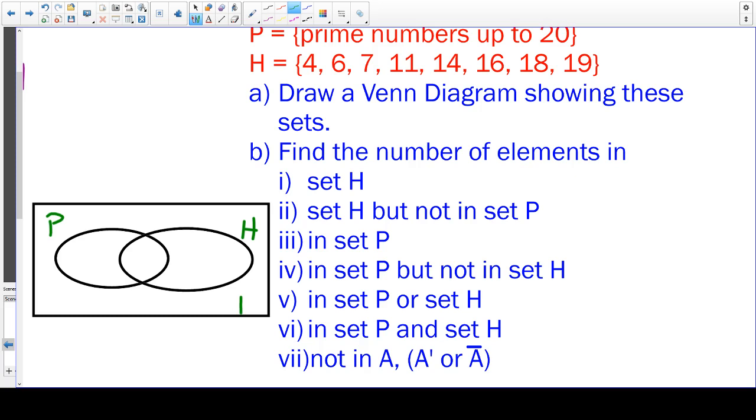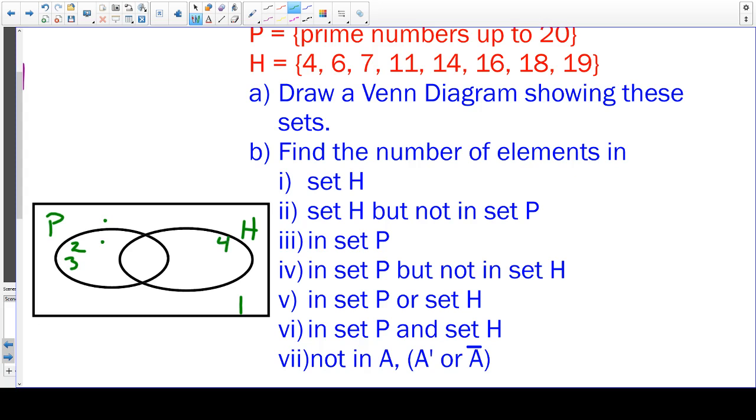How about the number 2? The number 2 is prime, and it's not an H, so it'd be in here. Let's go to 3. Is 3 prime? You betcha. But it's not an H. 4, is it prime? No. Is it an H? Yes.